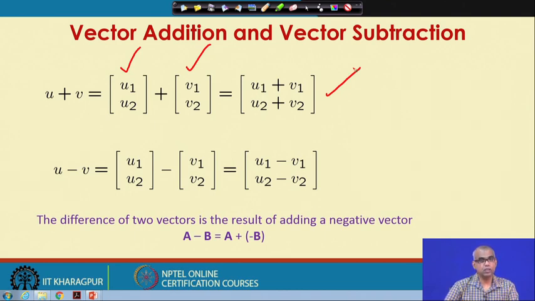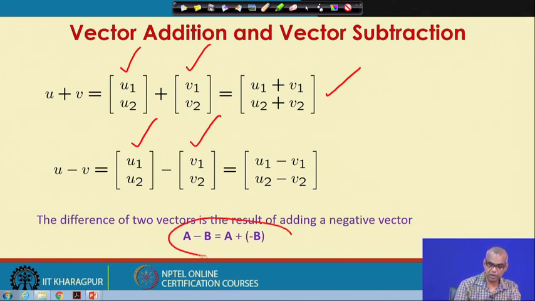Similarly, vector subtraction, you will subtract elements of first vector and elements of second vector. So, u1 minus v1 will be the first element, u2 minus v2 will be the second element. The difference of two vectors is the result of adding a negative vector. So, it can be written as a minus b equal to a plus (minus b).